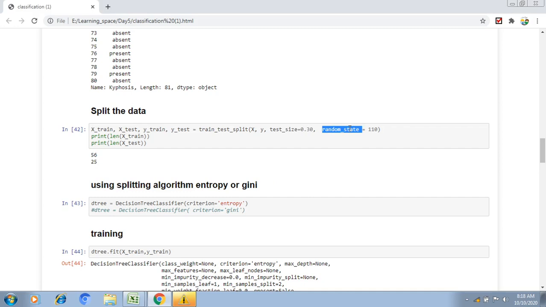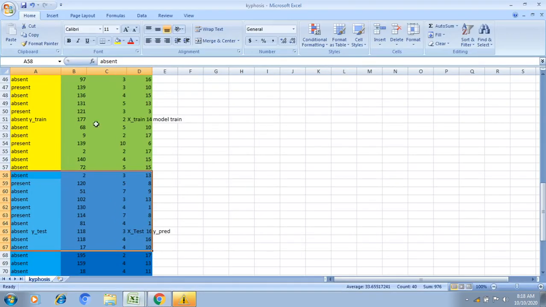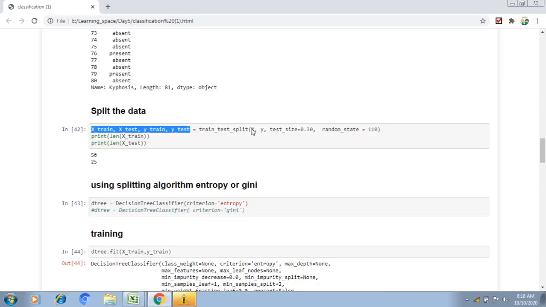For the random state, we always need to mention some value, otherwise we'll get different predictions. To always get a constant prediction, we need to mention our random state. And here I'm dividing our x and y into 4 parts: x train and x test, y train and y test. If I display, 56 rows of the data set I'm using for training, and 25 rows I'm using for testing the algorithm.